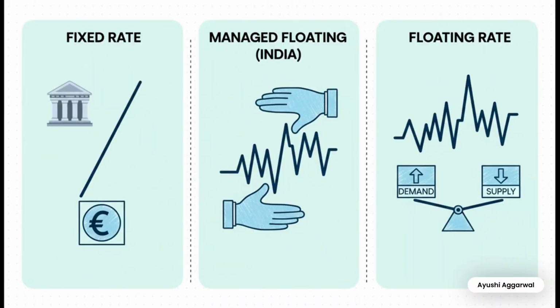Now, there are basically 2 extreme ways to set this rate. On one side, you have a fixed rate system where the government just says, this is the rate and that's it. On the complete other end, you have a floating rate system where the market decides everything based on demand and supply. But India, like most countries, takes a middle path. It's called managed floating. This means the market is mostly in charge, but the RBI can step in to prevent crazy swings and bring some stability if things get too chaotic.